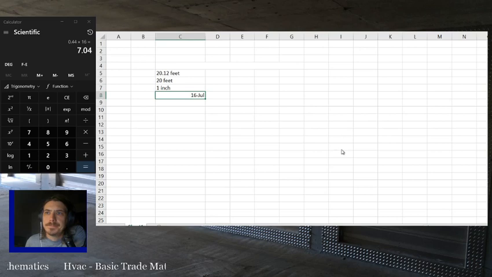Pick that. Go to... it wants to automatically go to the date. You gotta format it as text and then fix it. So 20 foot 1 and 7/16.